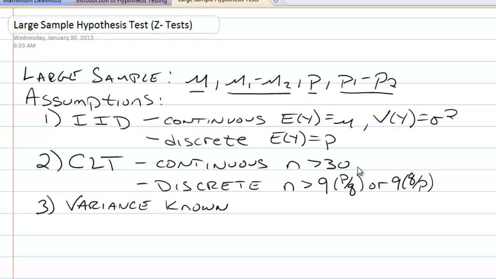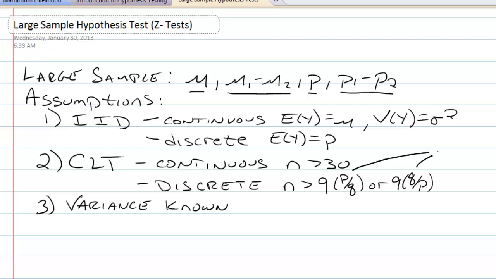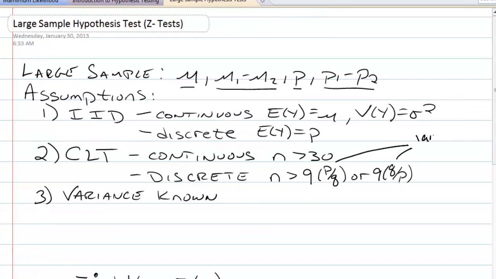In the discrete case, we're going to have n be greater than 9 times p over q or 9 times q over p, and it depends. We're going to put in the numerator the larger. The larger of p or q goes in the numerator. Seems like an odd criteria, but it really comes from when we estimate the proportion. We want plus or minus 3 standard deviations around that estimate to be within the interval 0 to 1 because the proportion has to be between 0 and 1.